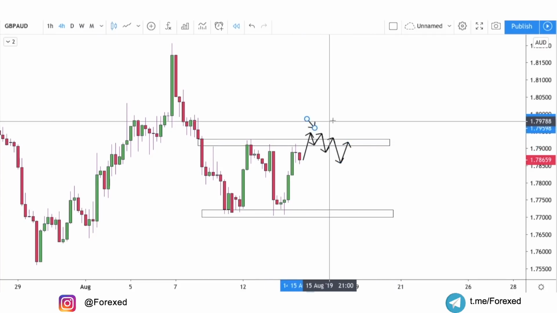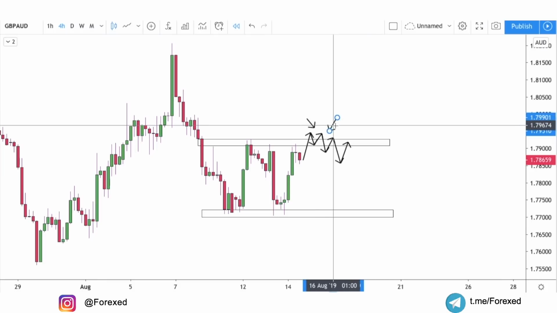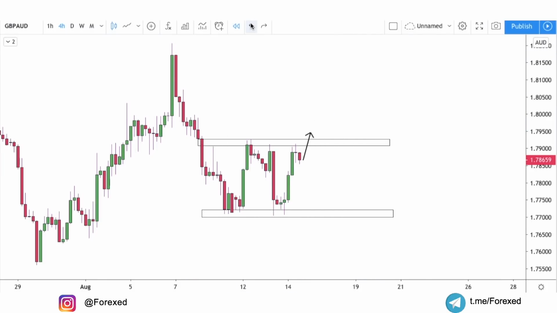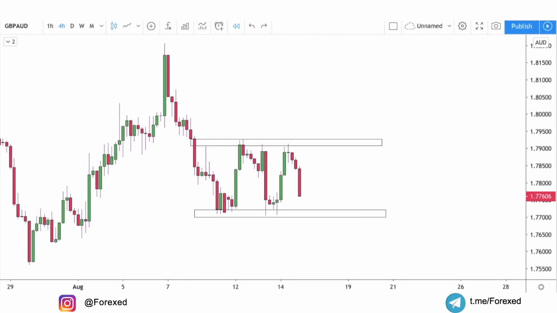Instead, there's a lot of traders entering buys here, and ultimately this gets stopped out. So what we want to do is instead wait for a clear breakout and then a clear retest, and then we enter off of that buy. So let's see how price develops.